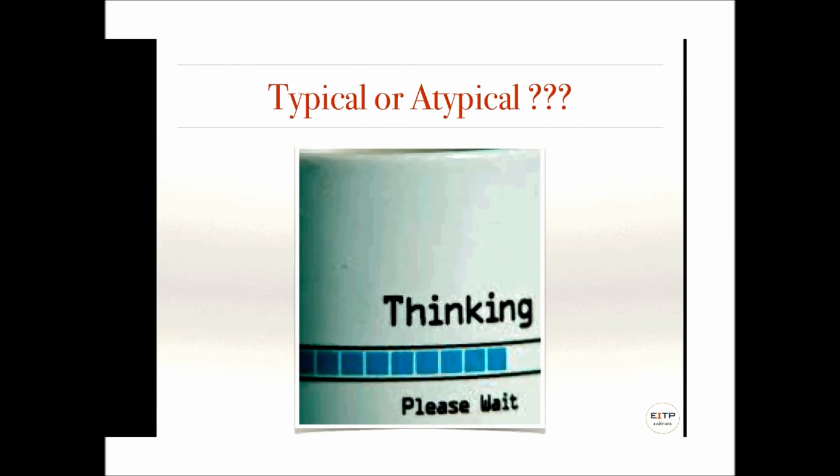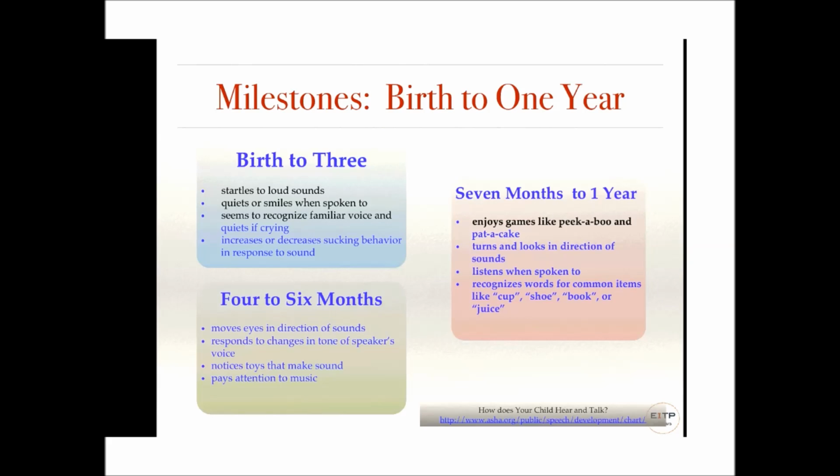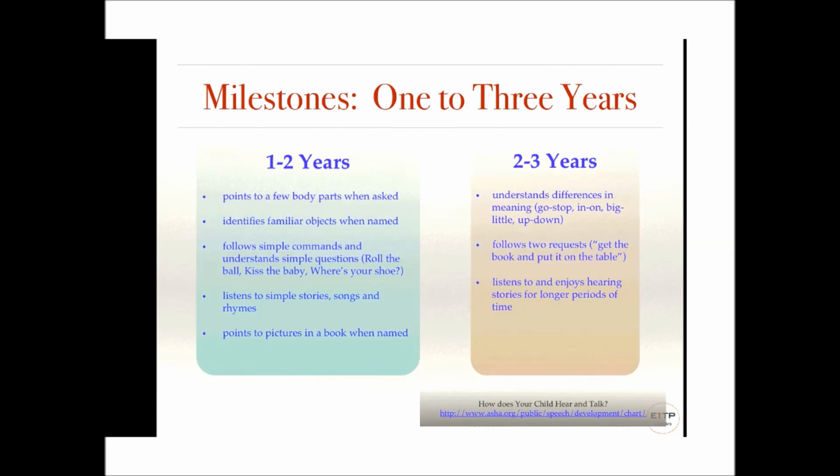So just the next couple of slides are milestones. There's a lot of nice references out there, but we're not going to spend a lot of time on this. This particular one comes from How Does Your Child Hear and Talk on asha.org. I think it's a nice reference, and something that you can print out and share with families. They have some nice handouts on that website.